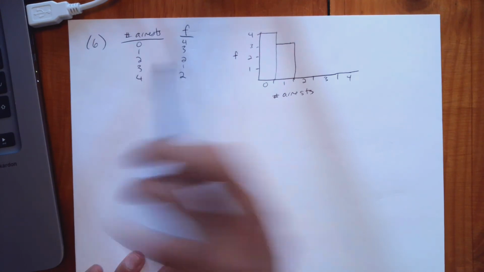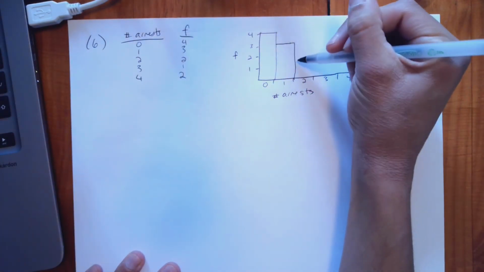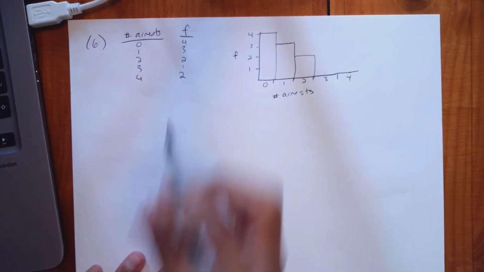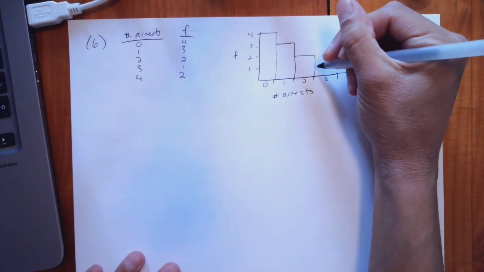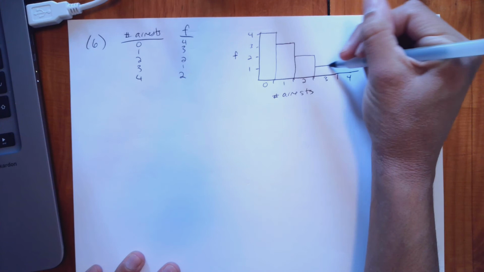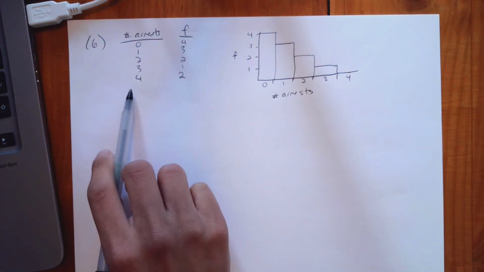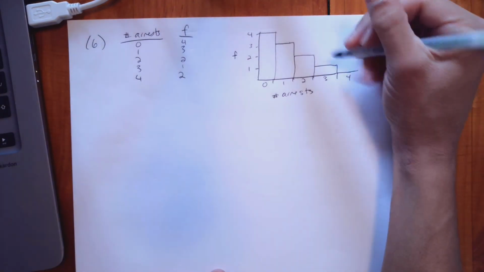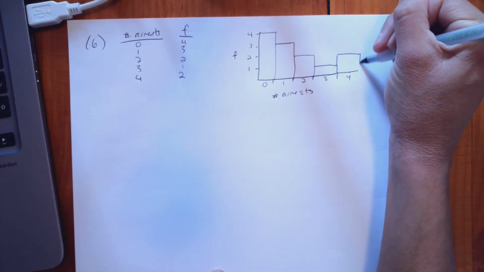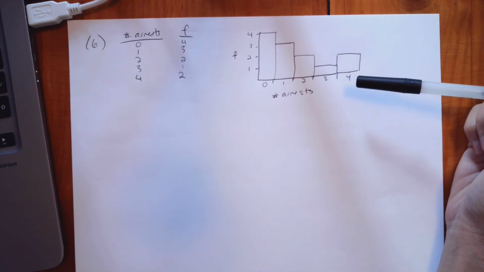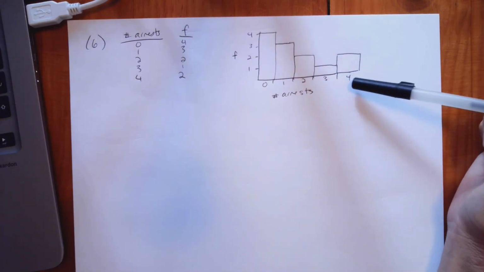So we have 3 people who have 1 arrest, and we can keep going down the line. We have 2 people with 2 arrests. For 2 here, we'll make a line at 2. We have 1 person with 3 arrests, so here we're going to make a line up to 1 for 3 arrests. And then finally, for 4 arrests, we have a frequency of 2. So we're going to have 2 people who have 4 arrests in the sample.